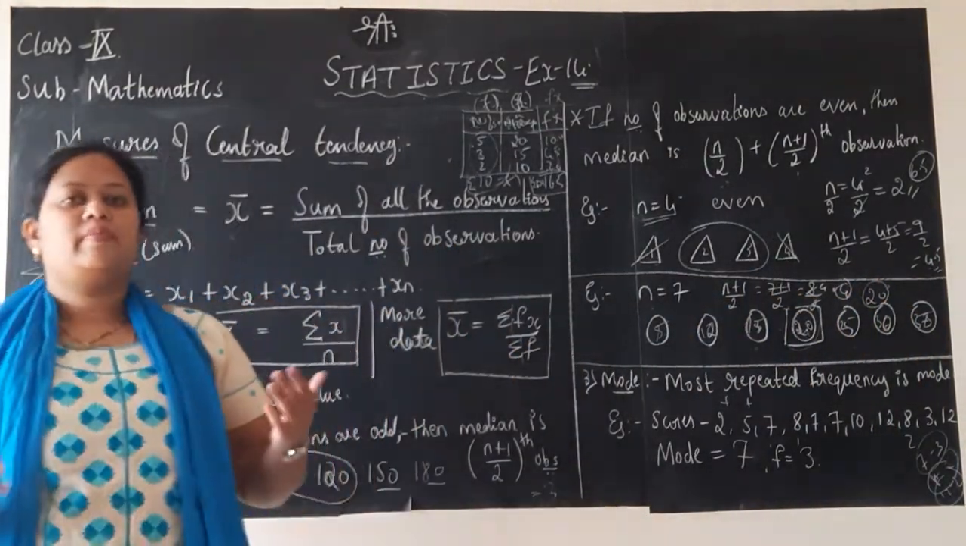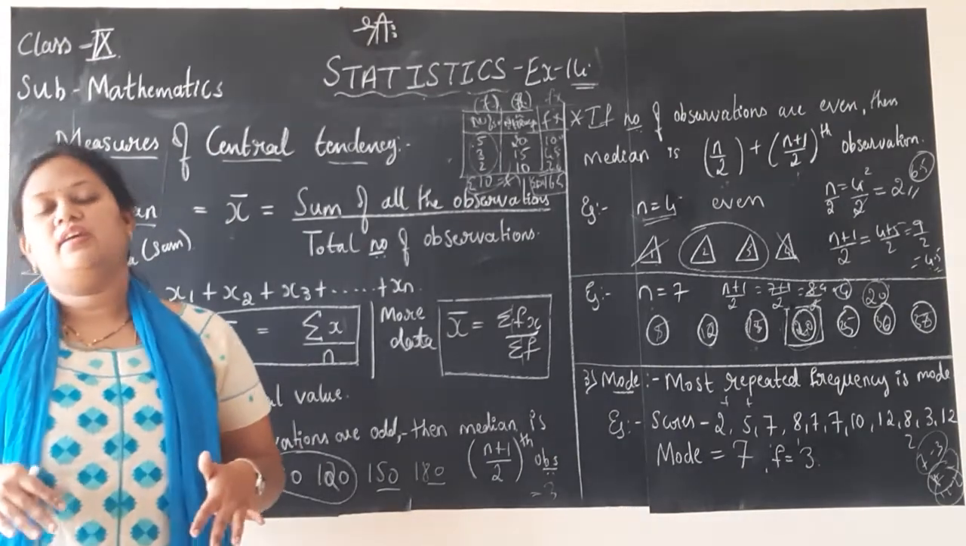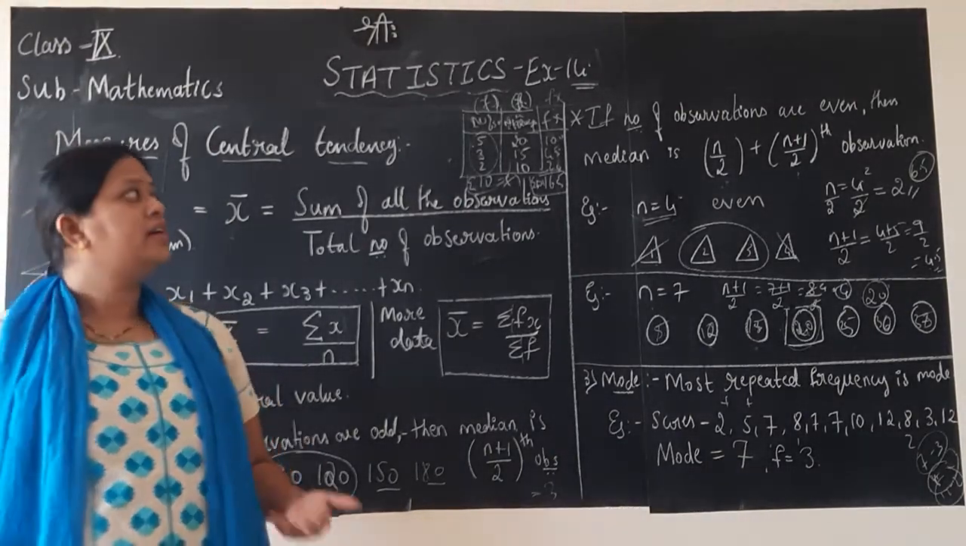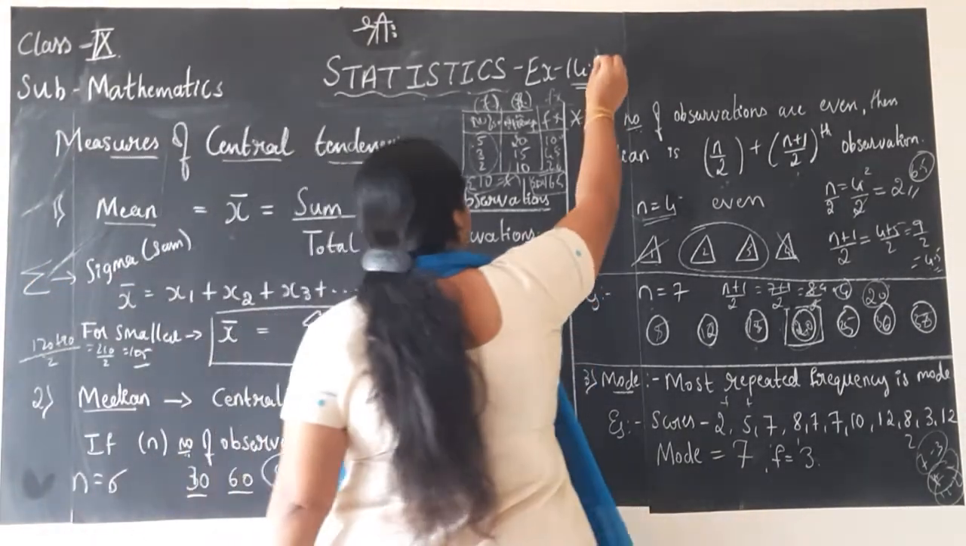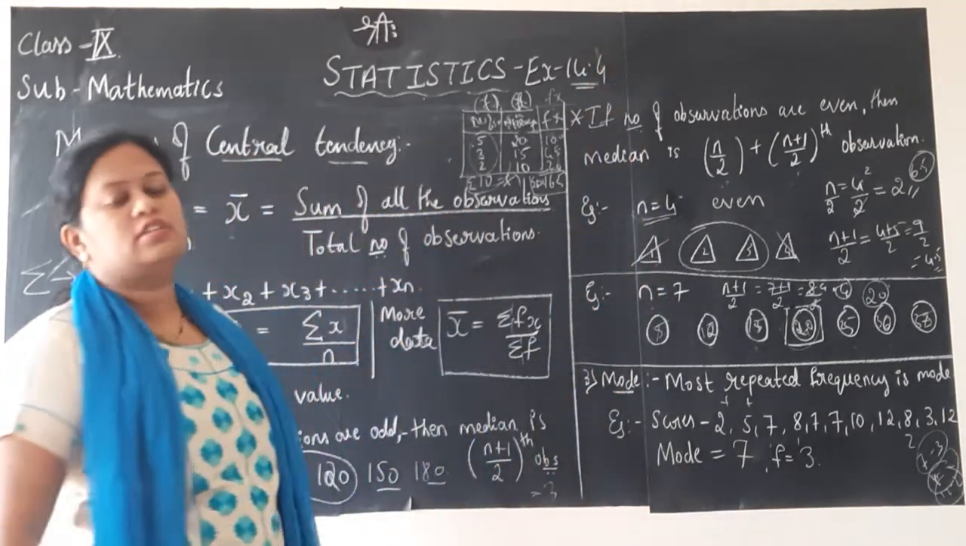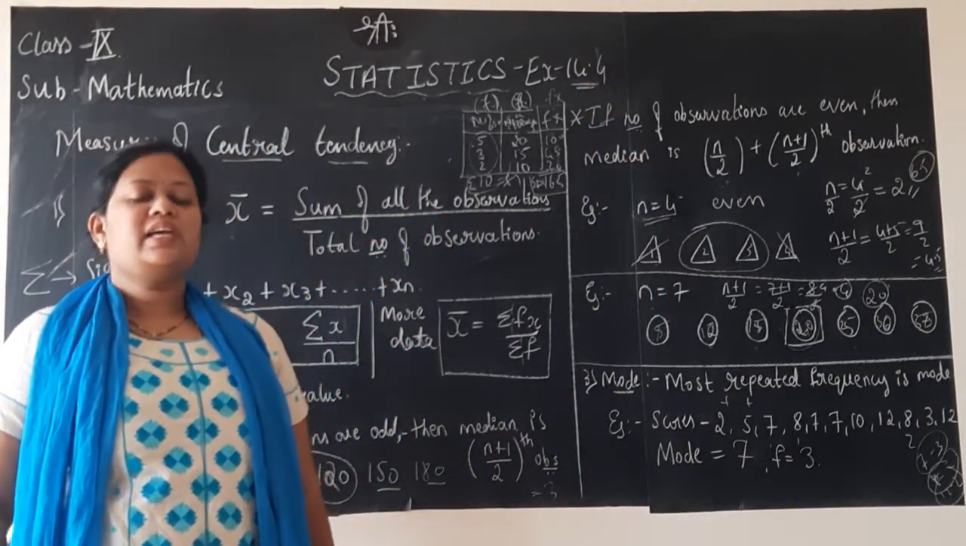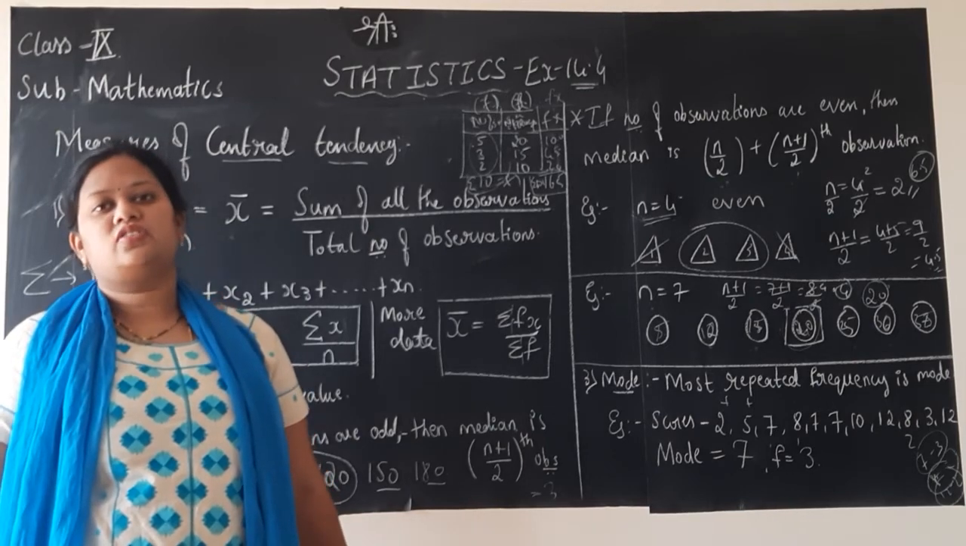So this is about the measures of central tendency. With this background, now we shall directly solve the last exercise of this lesson, exercise 14.4. Very simple and easiest exercise, children. We shall do it.